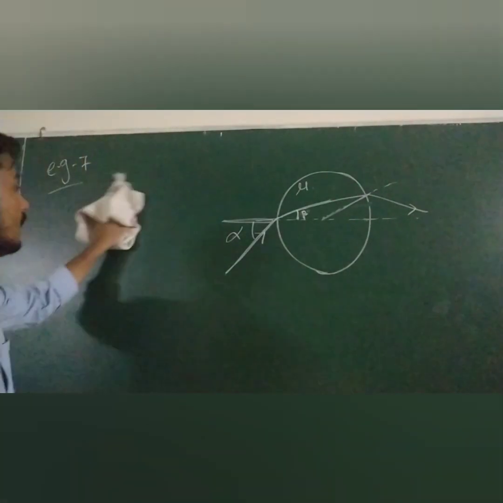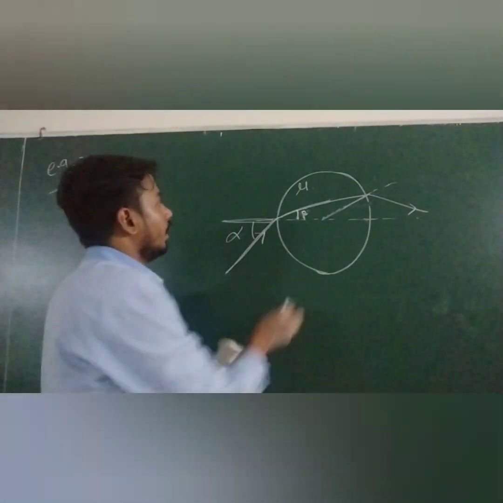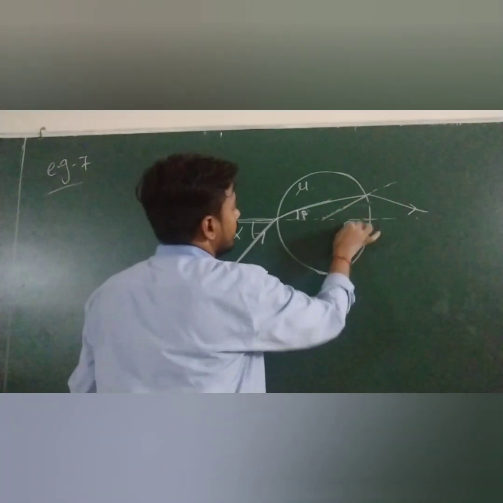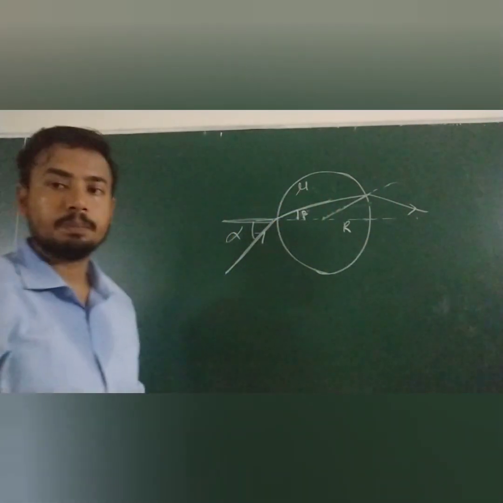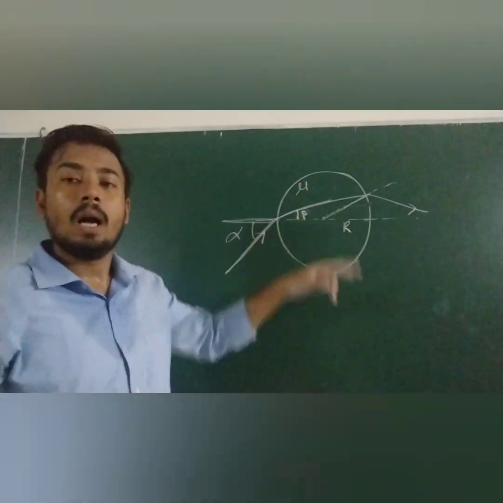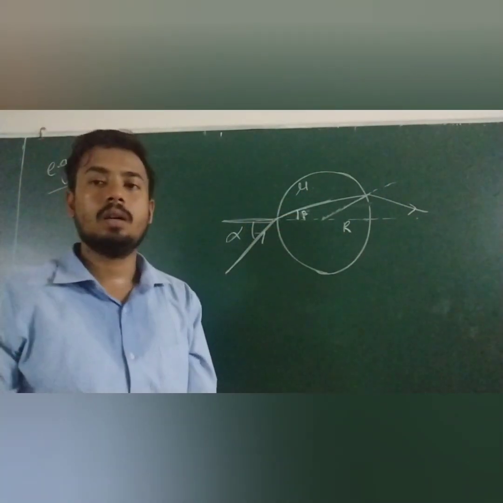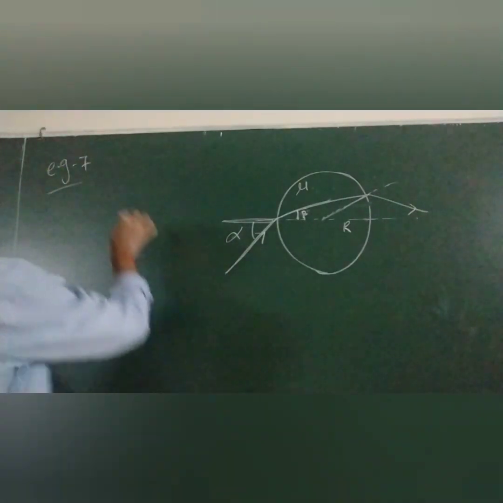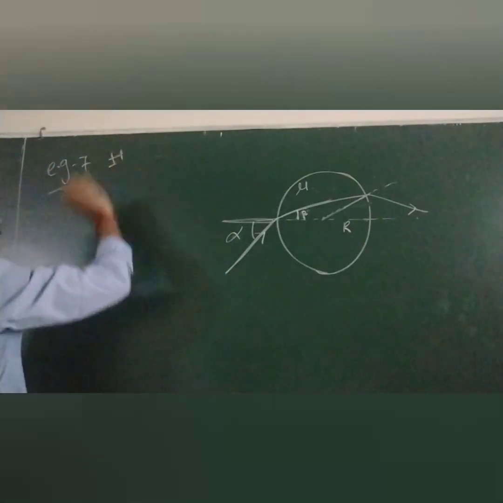See here, this is a sphere of radius r, right? Light is coming at angle alpha, and the refractive index is given as mu. They have asked to find the deviation of light, and this is a standard question. All of these are standard questions.